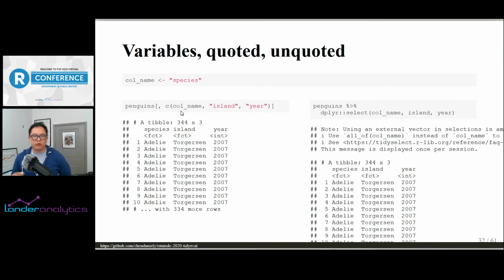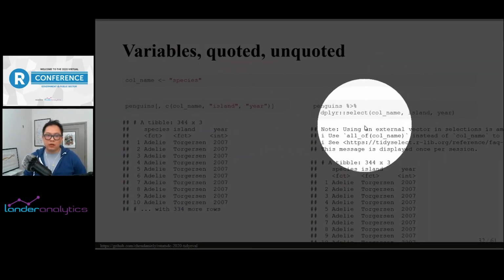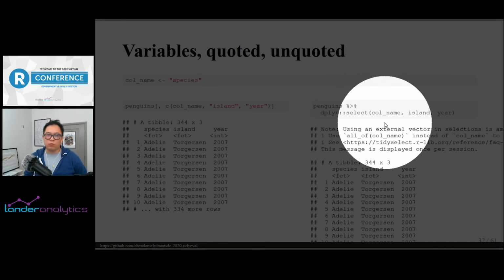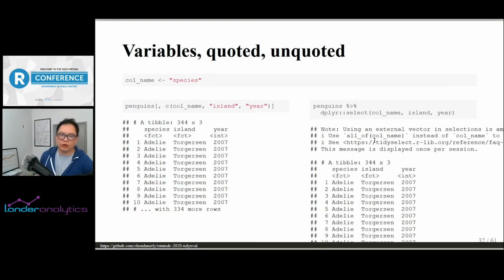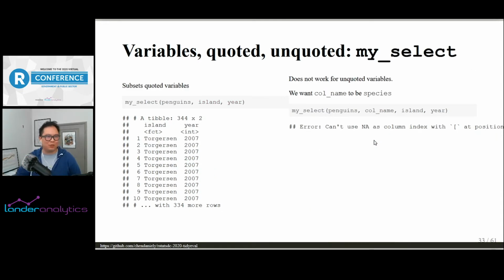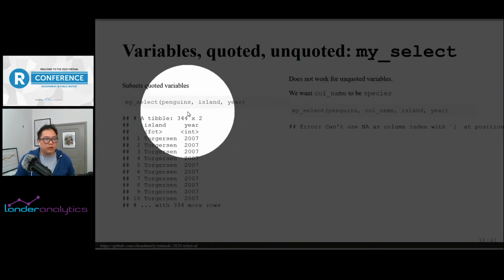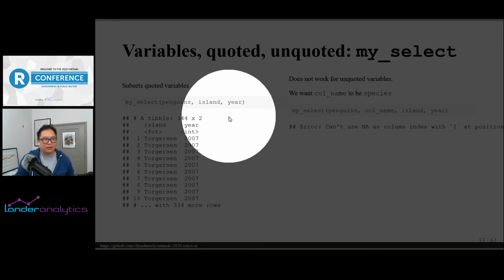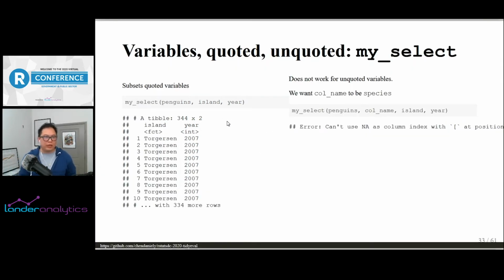And you can see right now in our current function, we can do that in base R, and we can do the same thing in dplyr using select. Then we get a little warning saying it's evaluating a thing, but it's only a warning once per session. So we want to be able to mimic that behavior. Our function right now, if we take in penguins and pass in island and year, we can do that.